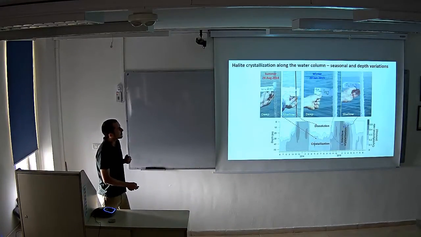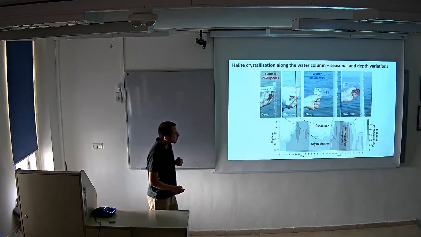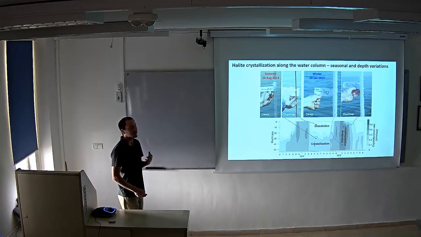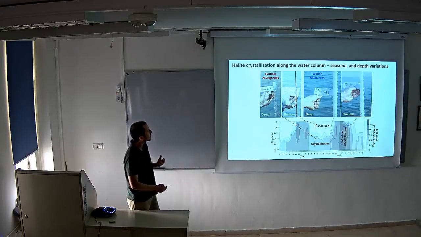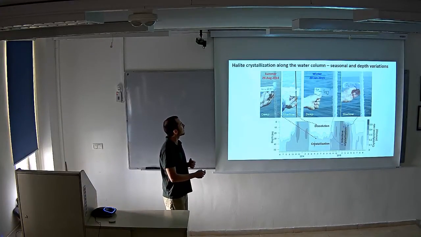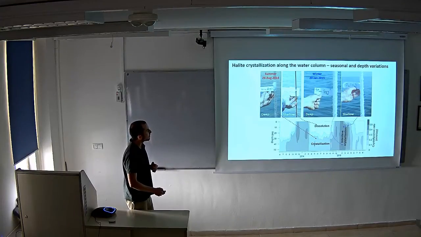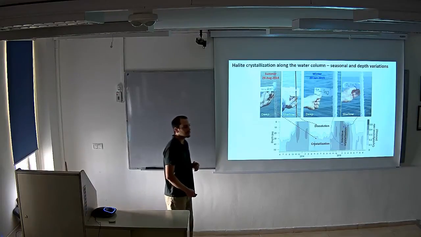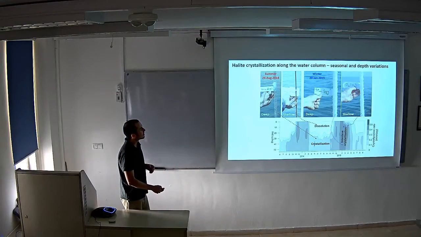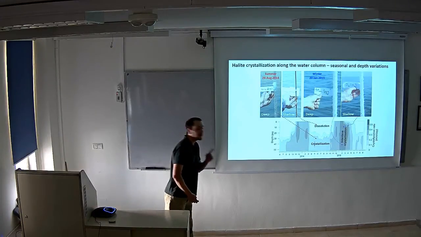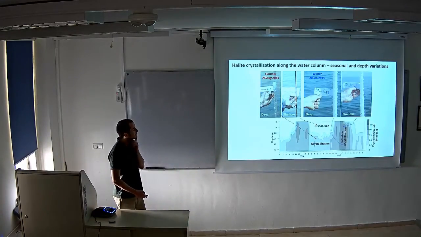build this contour diagram where the contours are halide crystallization rates. So darker contours mean higher crystallization rates. And we can clearly see that during the summer, halide is not crystallizing along the cable, like we see here, above the thermocline. We have low rates below the thermocline during the summer, and main halide crystallization occurs during the winter along the entire water column. So that was one objective of the study.